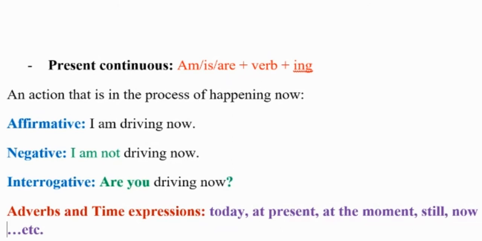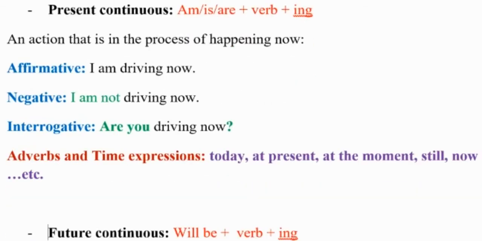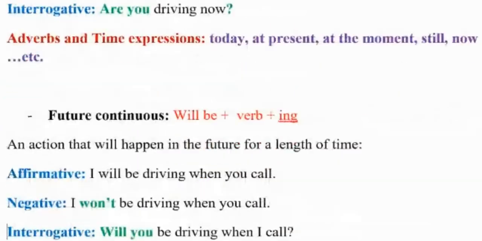If it's you or we or they, we use are. If it's I, we use am I. If it's plural, are you. So it's the same rule, but we change the verb to be. And we use the present.